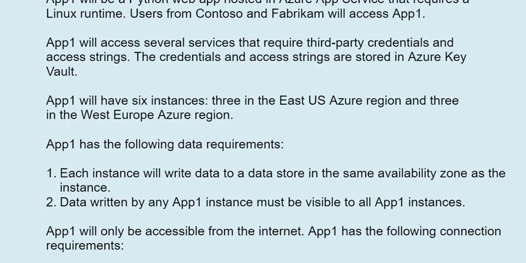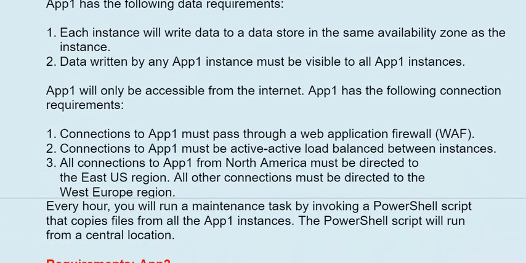App1 has the following connection requirements. The first connection requirement is connections to App1 must pass through a Web Application Firewall (WAF). The second requirement is connections to App1 must be actively load balanced between the instances. The third connection requirement is all connections to App1 from North America must be directed to the East US region. All other connections must be directed to the West Europe region. Every hour, you run a maintenance task by invoking a PowerShell script that copies files from all the App1 instances. The PowerShell script will run from a central location.